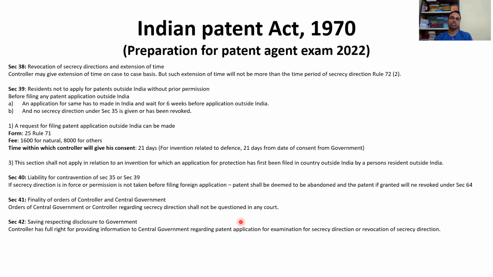Therefore, remembering sections is very important. Section 41: finality of order of controller and central government. What it says is that if the central government or controller gives a secrecy direction, no one can put any question. You cannot go to any court and say why they have given a secrecy direction, or that they should not give a secrecy direction. You cannot ask this kind of question, because the Patents Act 1970 gives the central government the right regarding secrecy direction, and that cannot be questioned in any court.